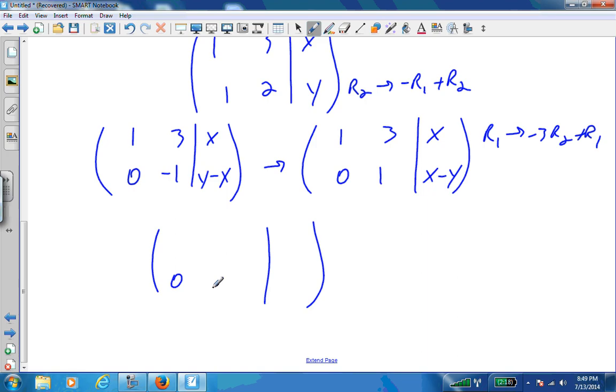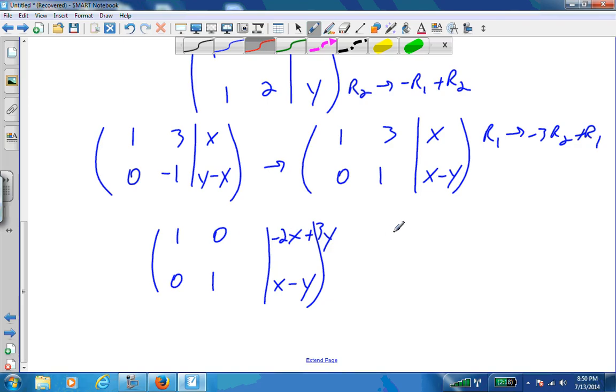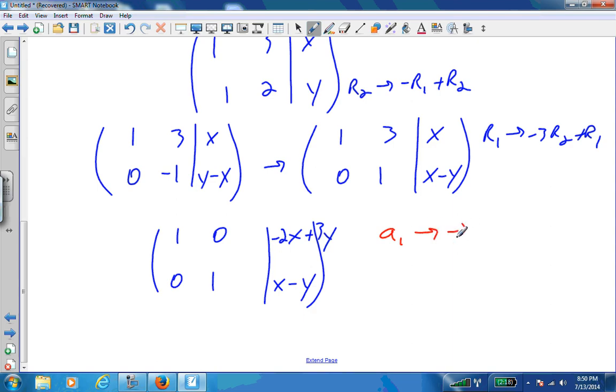So the bottom row stays the same. The top one, 0 plus 1, -3 plus 3. Do -3 times this one, this would be -3x. And a plus 1x would be -2x. -3 times -y would be positive 3y's. No more y's. So basically what we have here is that A1 is minus 2x plus 3y. A2 is x minus y.